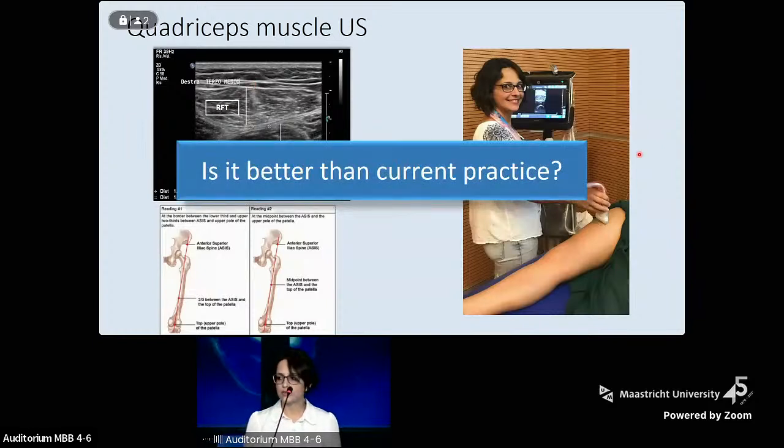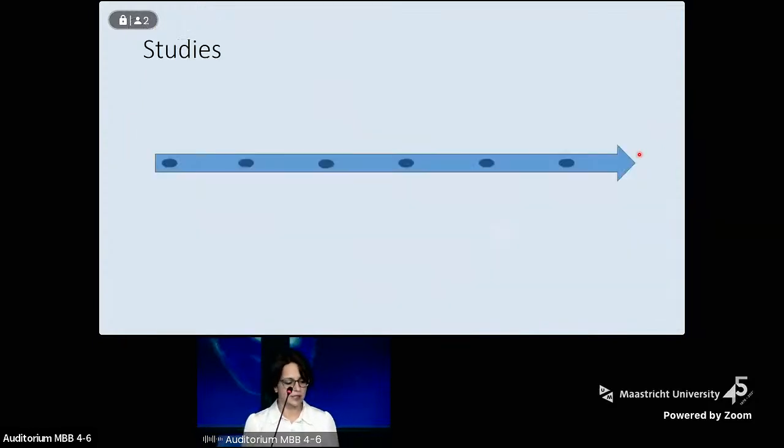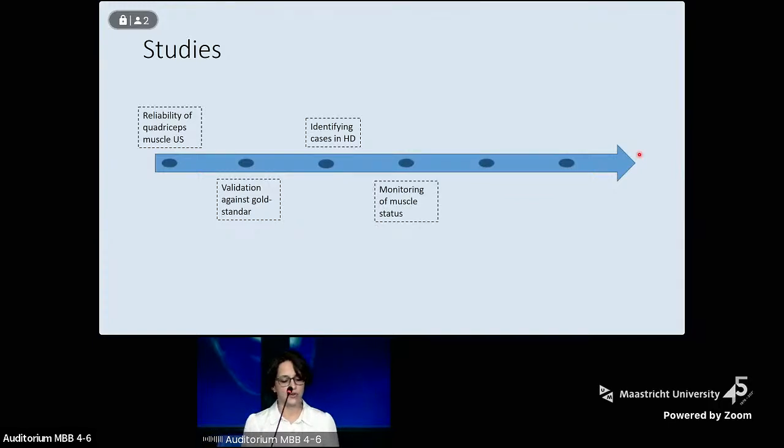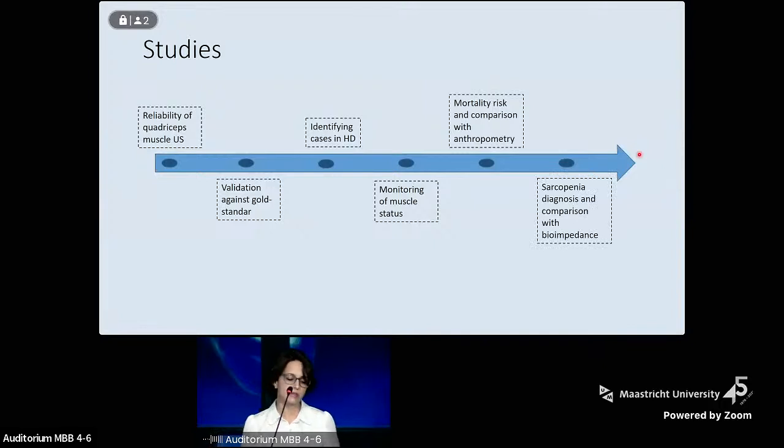So we wanted to know if this methodology was better than the current practice. For that, we performed 6 studies. First study, we studied the reliability of the methodology. Then we validated against computed tomography. We used it to identify cases of malnourished patients in hemodialysis, to monitor muscle status of patients, and also we studied it in relation to mortality risk, in comparison to anthropometry, and diagnosing sarcopenia, together with hand grip strength, in comparison to bioimpedance analysis.